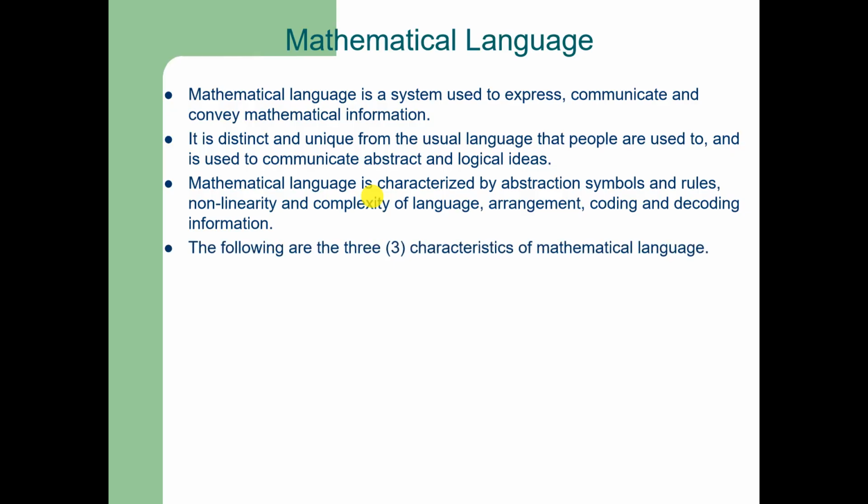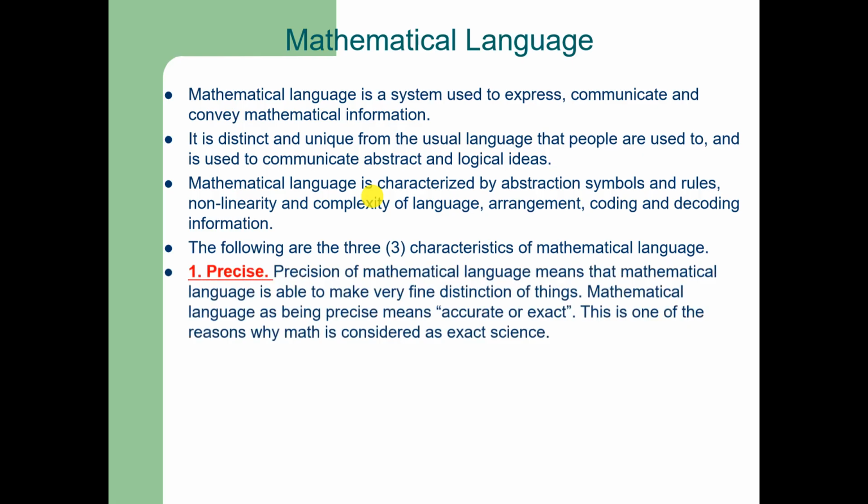Mathematical language has some important characteristics, and these characteristics include, for example, preciseness, conciseness, and powerfulness. So it means that the language of mathematics is precise, and mathematical language as being precise means that this language is accurate or exact, and that is one of the reasons why maths is considered as an exact science.